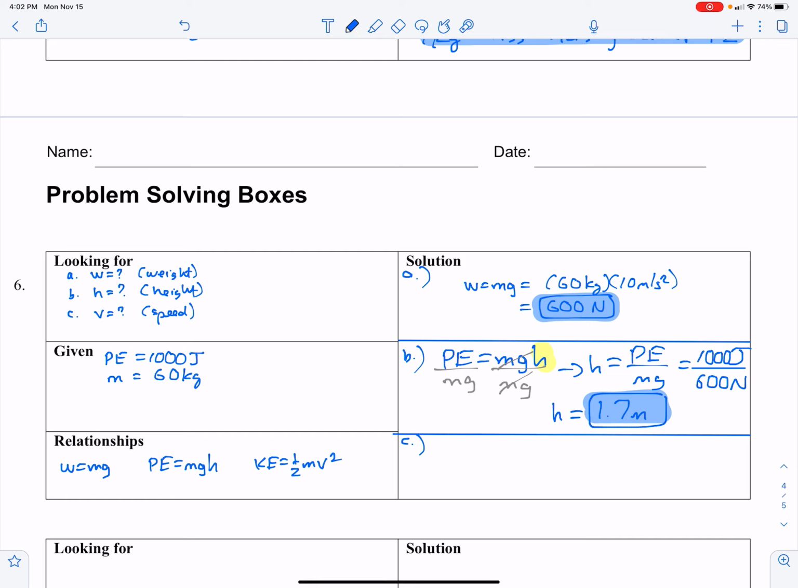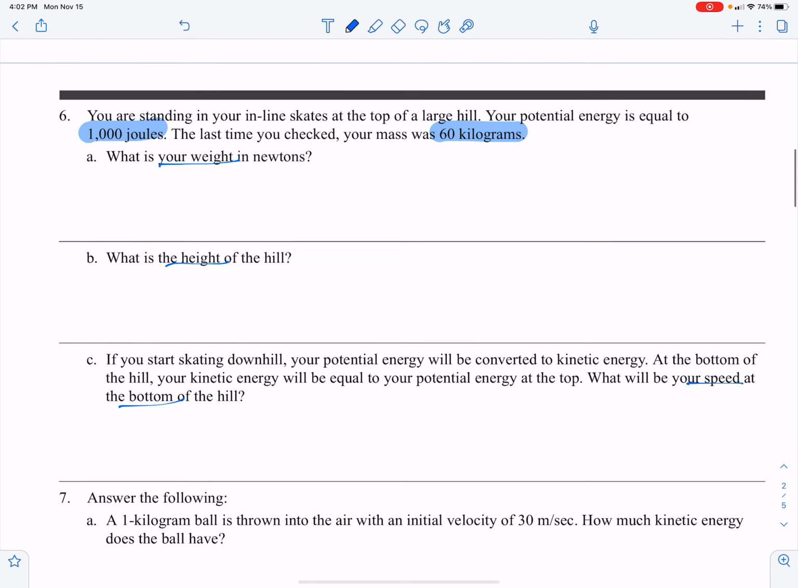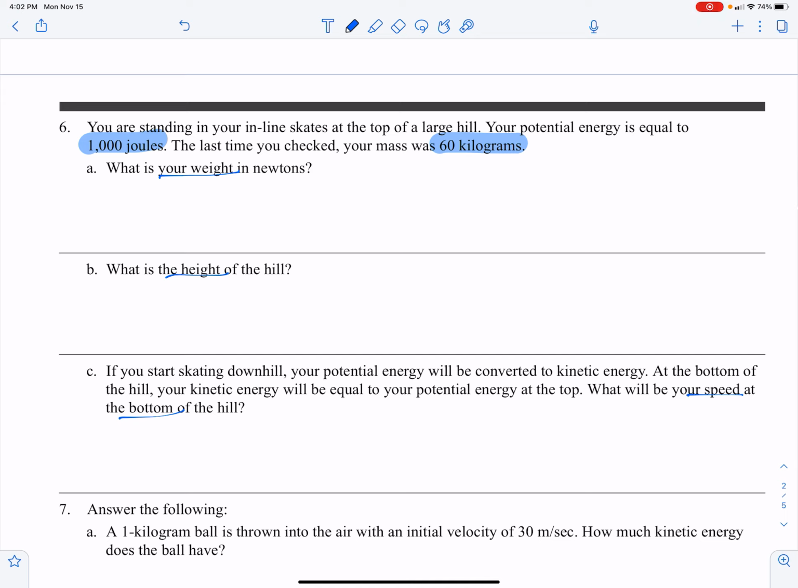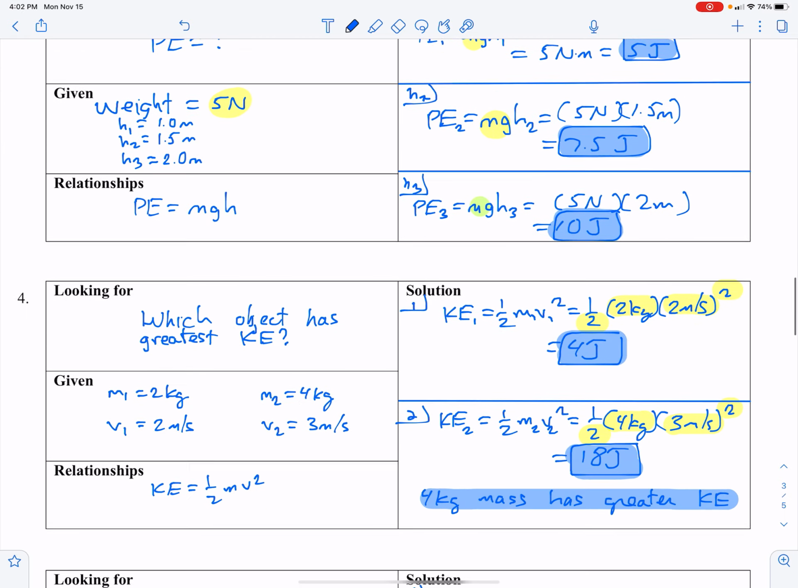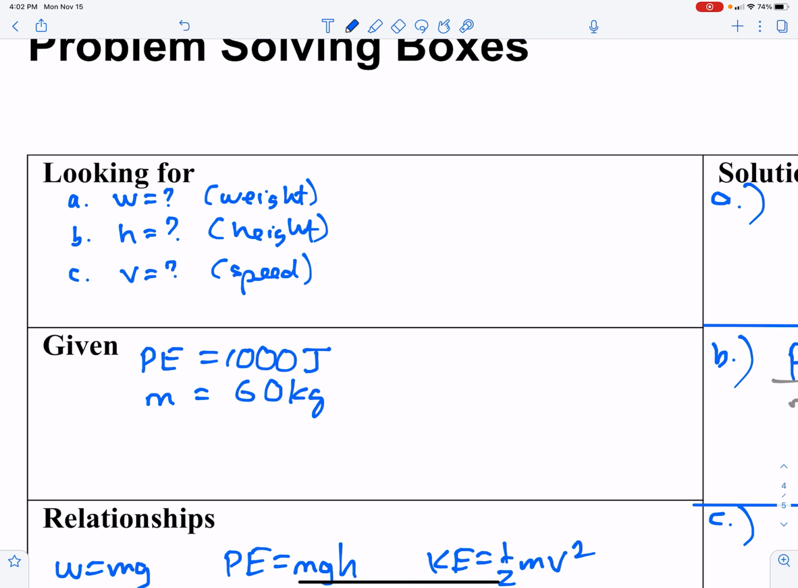Finally, part C, let's go up and read that part again. It says, if you're skating downhill, your potential energy will be converted to kinetic energy. That means at the bottom of the hill, your kinetic energy will be equal to what your potential energy was at the top of the hill. So what that really means, guys, is the potential energy at the top is also the kinetic energy at the bottom. It's also 1,000 joules.